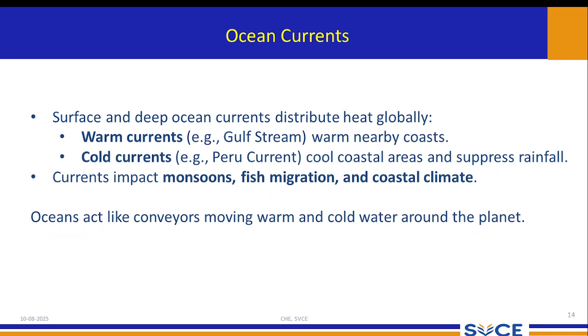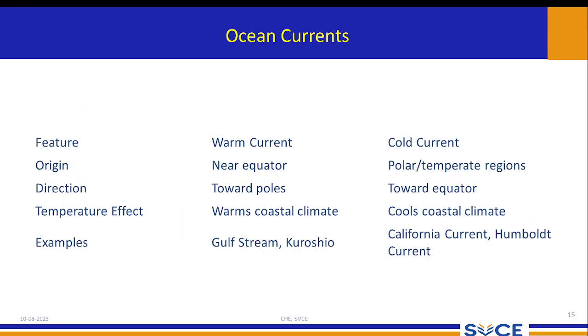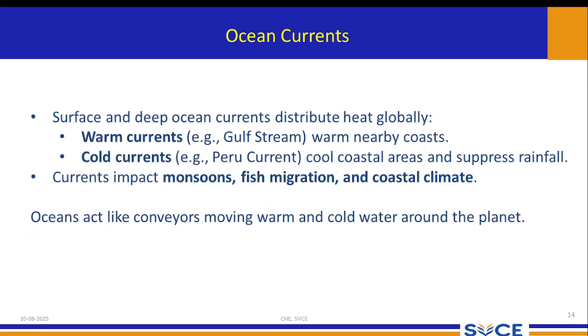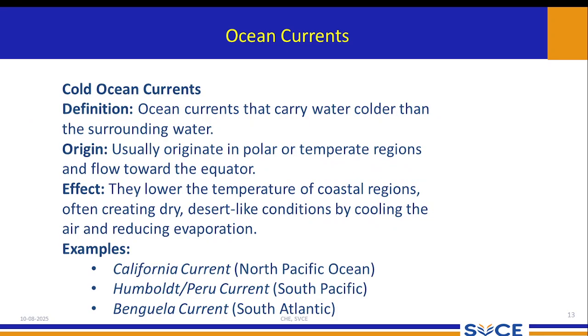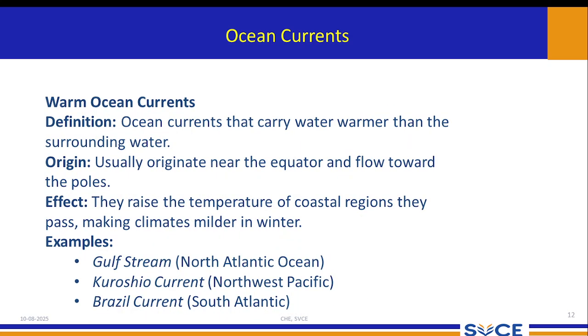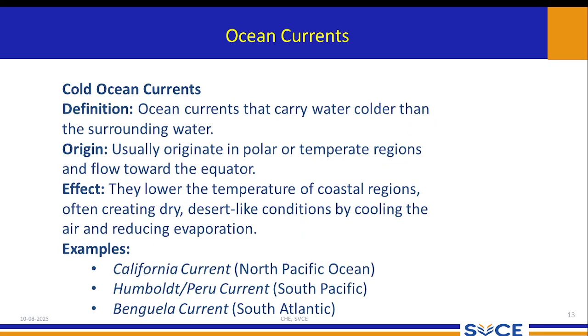Warm currents carry warmer water and warm the coastal climate. So it will carry the warm thing. Cold currents cool coastal areas, carrying the cold water. That's why they have given it here clearly: cold currents carry water colder than the surrounding water.